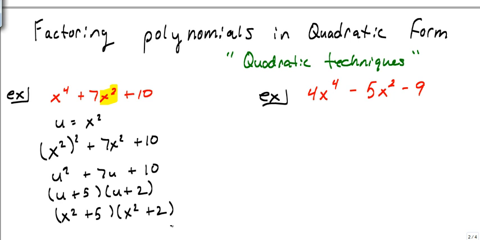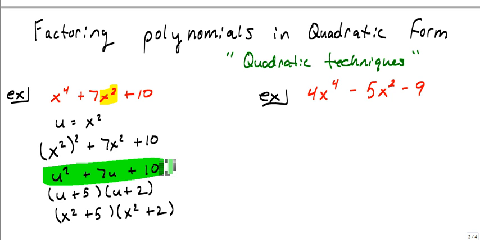Now, do you need to use u substitution? No, you don't have to. If you can immediately see that this is going to factor into x squared plus 5, x squared plus 2, then no, you don't have to use u substitution. I like to use u substitution so you can see that it will factor just like a quadratic. This step right here looks just like a quadratic. That is something that everybody should be able to solve.